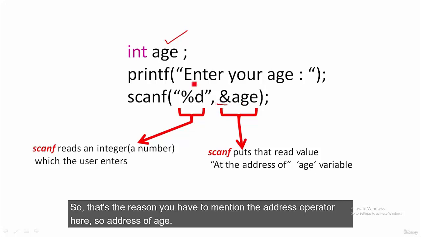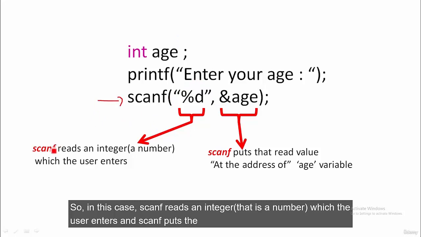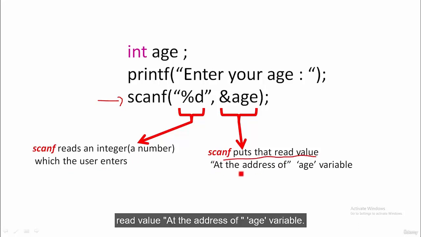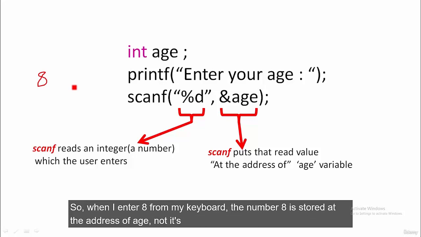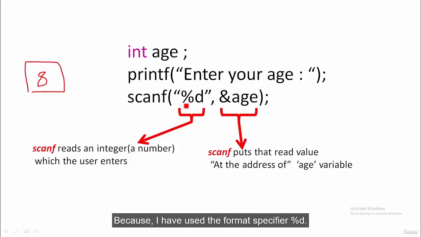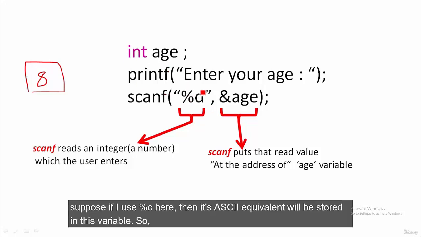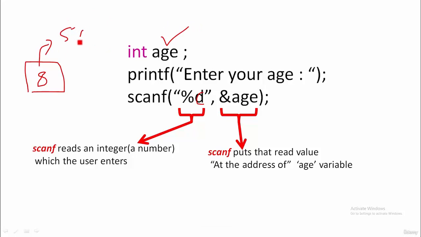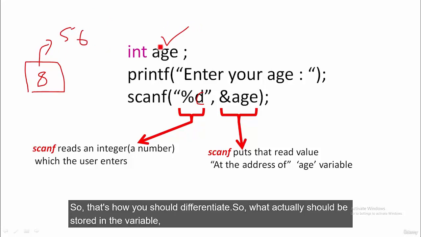So, address of age. This is a format specifier. In this case, scanf reads an integer, that is a number, which the user enters, and puts the read value at the address of the age variable. Let's say I enter the number 8. When I enter 8 from my keyboard, the number 8 is stored at the address of age, not its ASCII equivalent. You have to remember that. Why? Because I have used the format specifier %d, so I want a number to be stored in the variable. Suppose I use %c here, then its ASCII equivalent will be stored in this variable, that is 56. That's how you should differentiate. What should be stored in the variable, you can decide by using the format specifier.